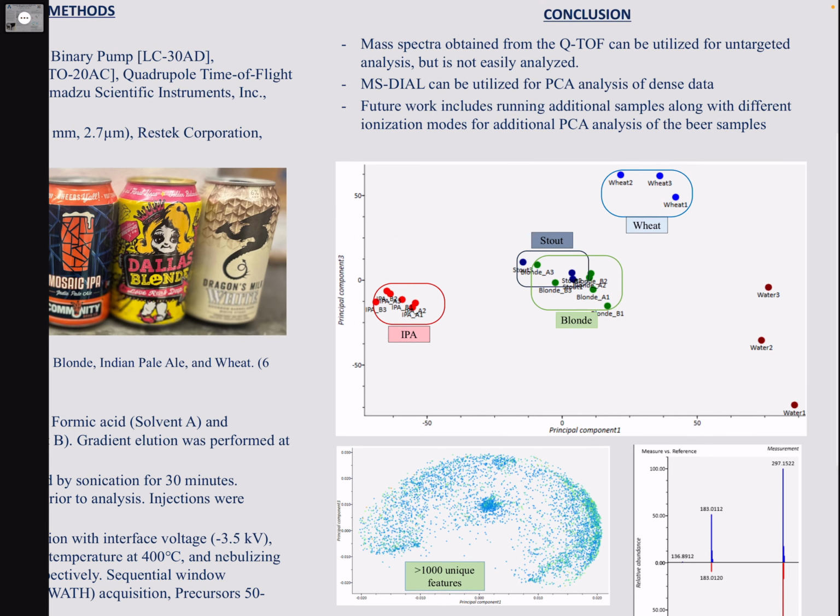However, in the future, what we could do is reanalyze with positive mode to see if we can get a little more selectivity from the stouts and the blondes, or any other unique distributions, or purchase more beers or varieties to see if those can give us more precursor masses that are different enough to differentiate the stouts from the blondes.